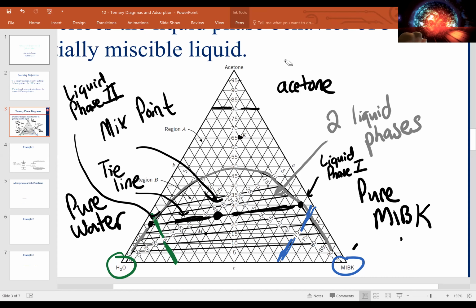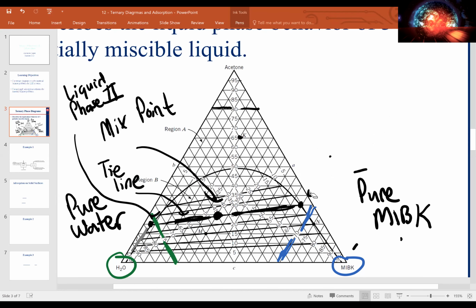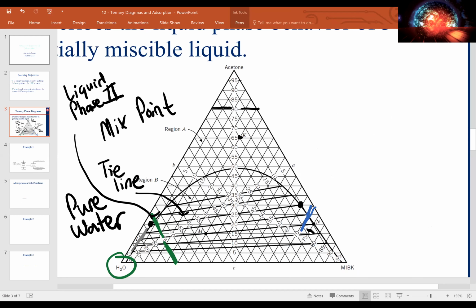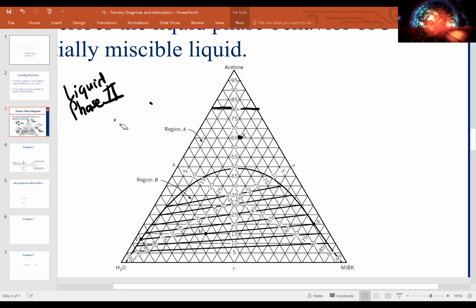All right, so I'm going to clean this up. And we can look at doing some examples together.